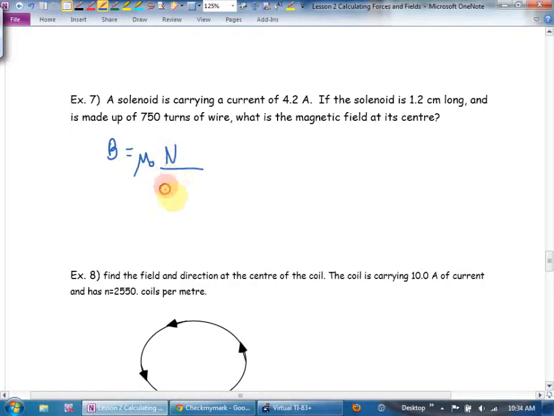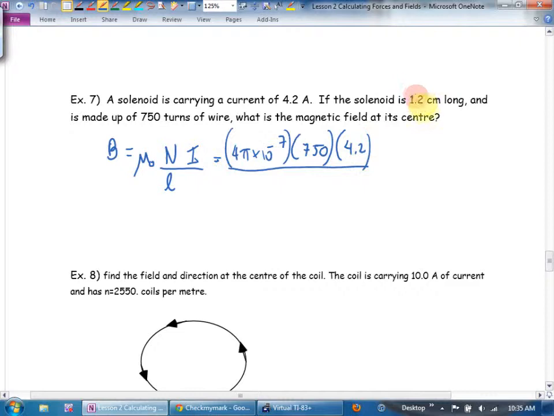Mu naught, and we're going to use N over L times I. Why do I know to use this one? They told me the total number of turns and the length of the solenoid. The magnetic field generated by this particular solenoid is going to be mu naught, 4 pi times 10 to the negative 7, times N, 750, times I, 4.2 amps, divided by, oh, not 1.2, because it's not 1.2 meters, it's in centimeters. How many meters? 0.012. How strong a magnetic field will that generate inside the solenoid?